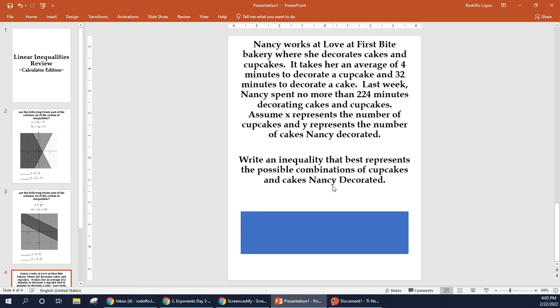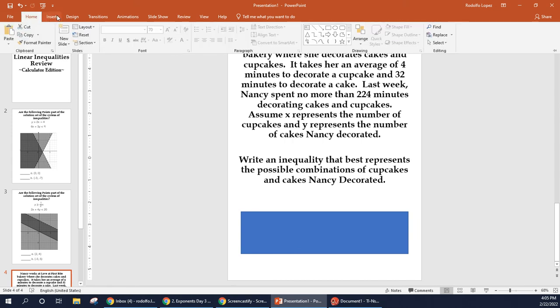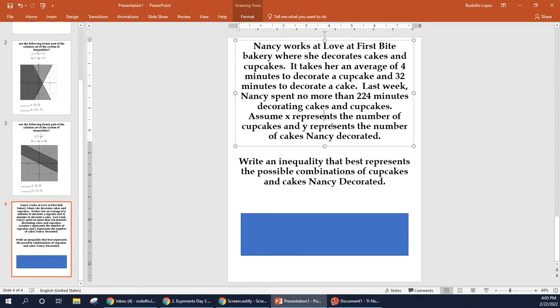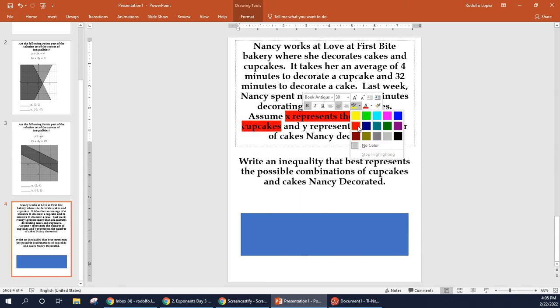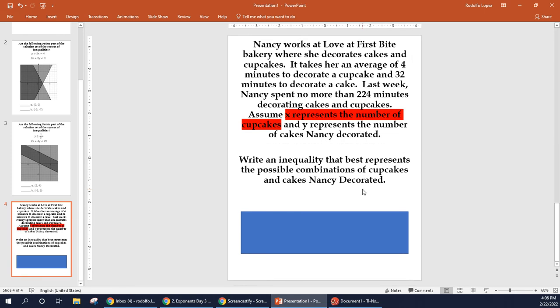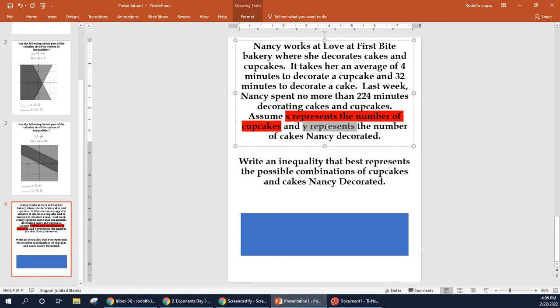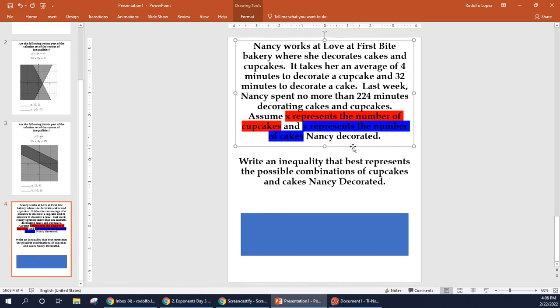So let's first identify the variables. What does X represent? I'm going to color this in one color, red. X represents the number of cupcakes. And then Y represents, I'll do this in blue, the number of cakes.